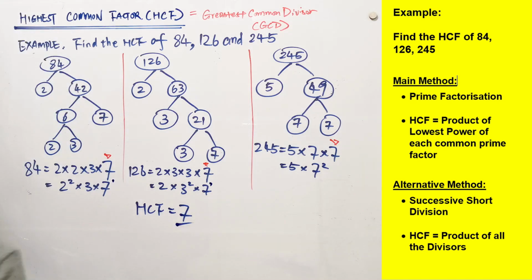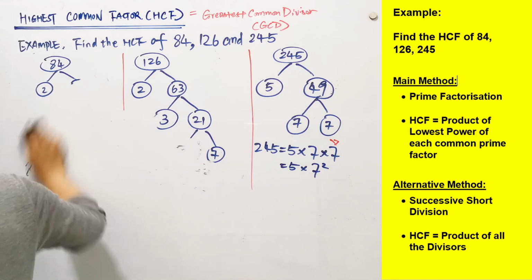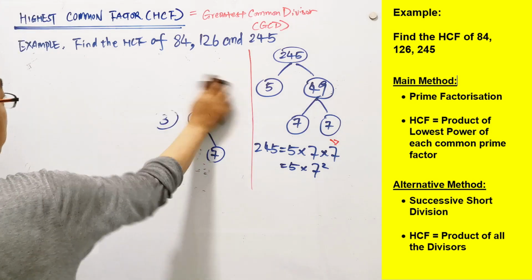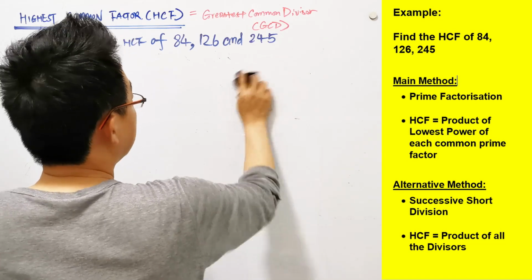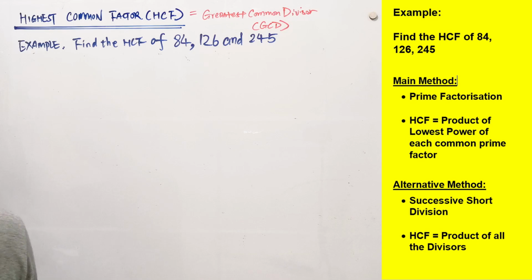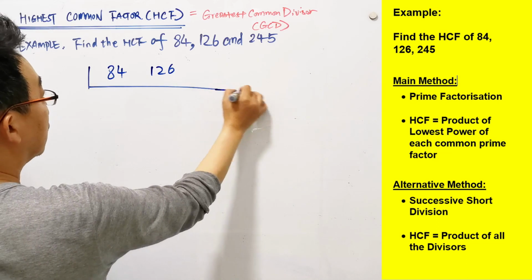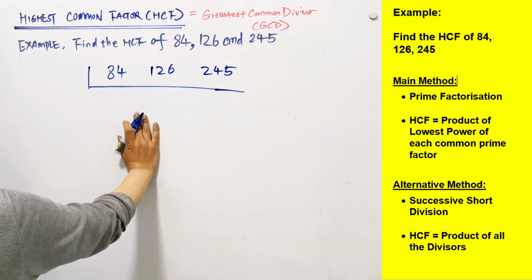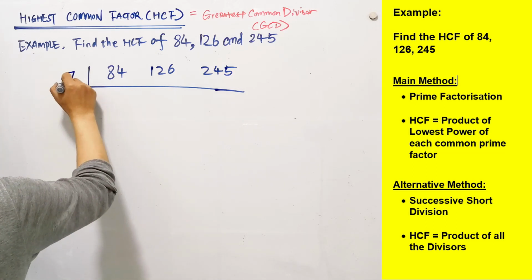Okay, let's quickly use the alternative method to find out the HCF. We use the short successive divisions. How do we use the alternative method? Let's see. 84, 126, 245. So what's the common factor? There's only one common factor, it's 7.